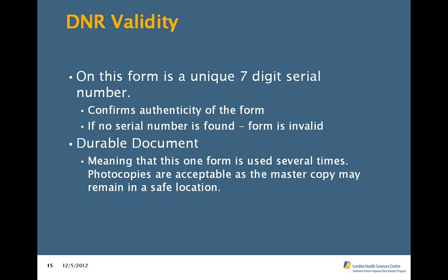The DNR validity form, like I said, has a 7-digit serial number in the top right corner. This is what confirms the authenticity of the form. If there is no serial number there, the form is invalid and it's not acceptable. So at this point, if the patient did arrest, you would be working them. It is a durable document, meaning that it's used several times. You don't need the master copy. Photocopies are acceptable.